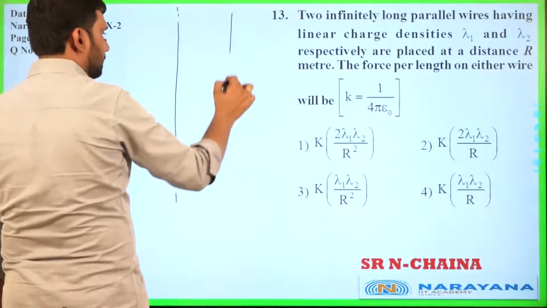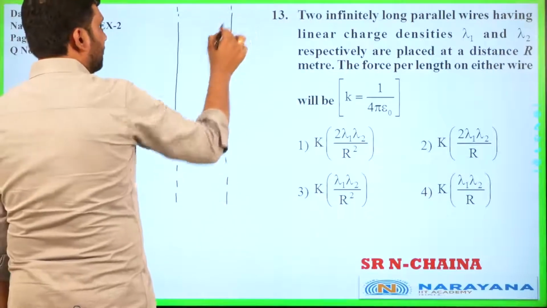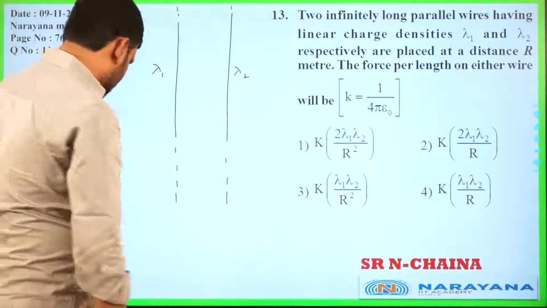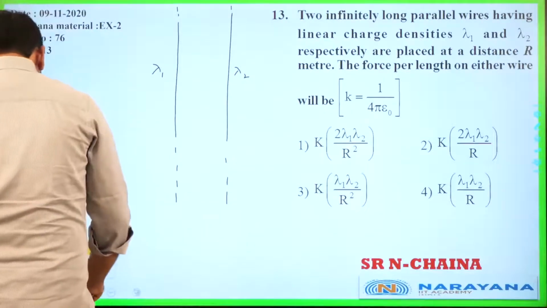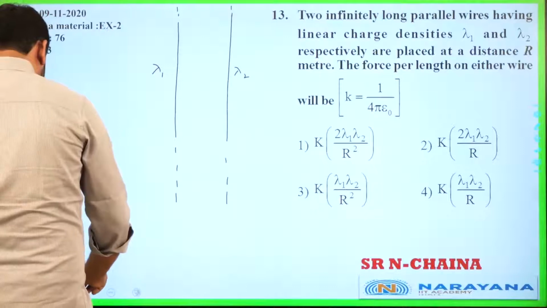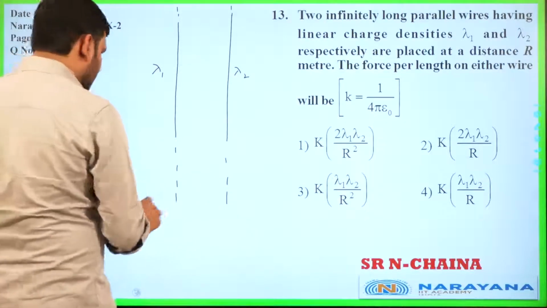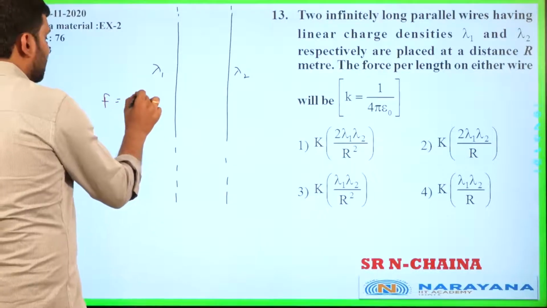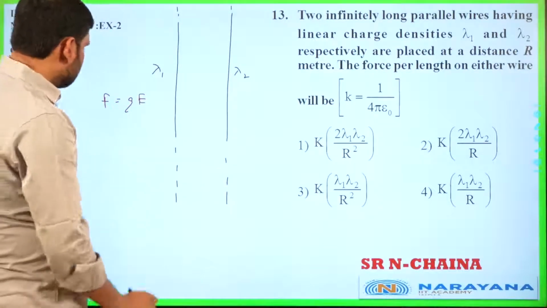Infinite wire, lambda 1, lambda 2. What is the force here? Simple. So force per unit length, F is equal to what is the thing? Q into E, no? Right?